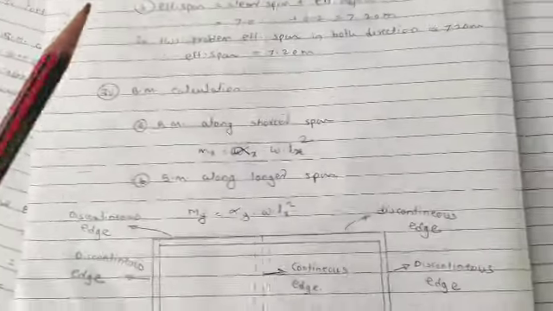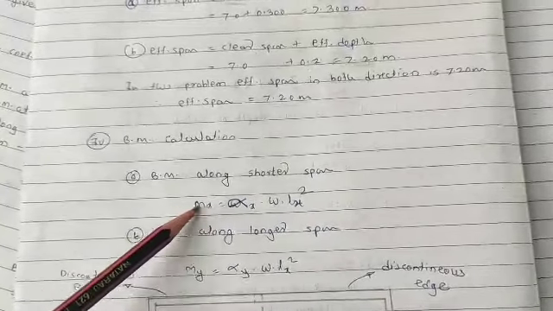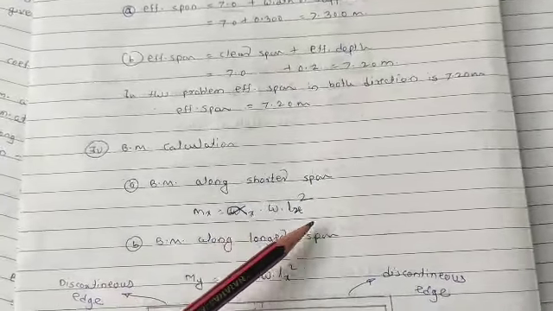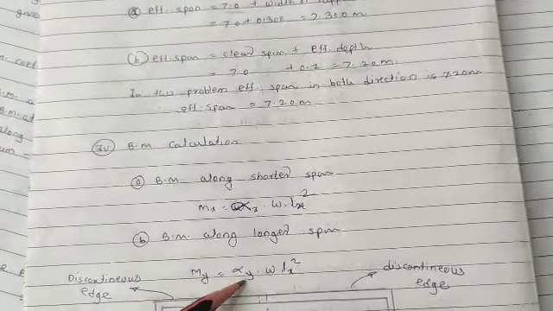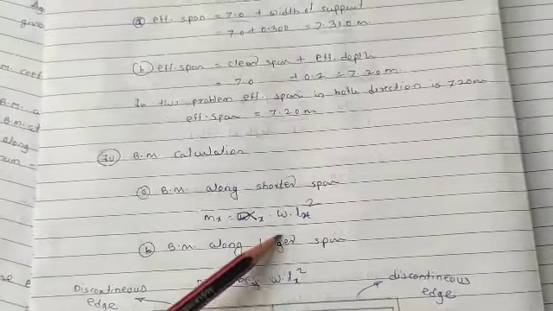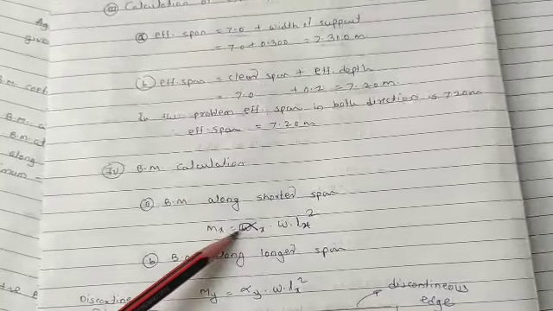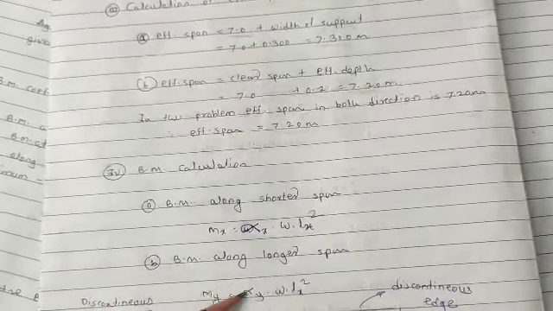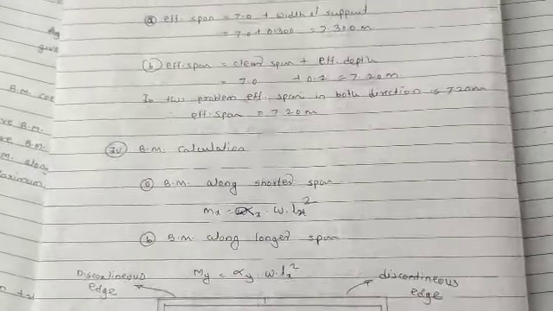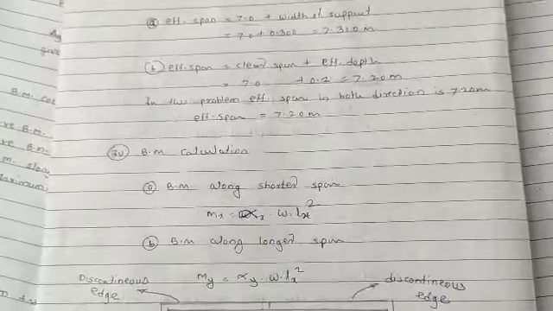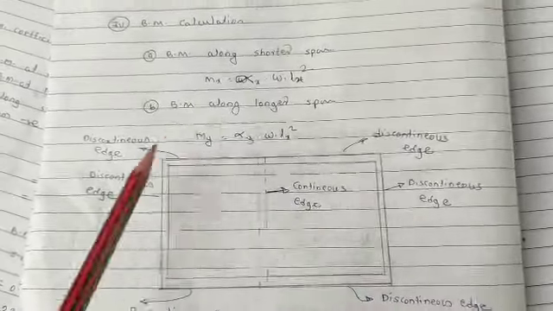The next step, you have to go for the bending moment calculation. Bending moment along the shorter span is given by the formula Mx is equal to alpha x w lx square. Bending moment along the longer span is My is equal to alpha y w lx square. We have to use lx in both cases, along the x direction as well as along the y direction. Alpha x is nothing but the bending moment coefficient. Alpha y is again the bending moment coefficient for the longer span, and these values depend upon the ly by lx ratio. Now here, this is the arrangement of the panel of the slab.